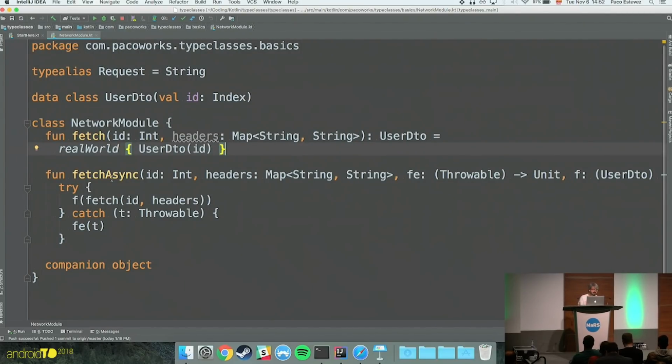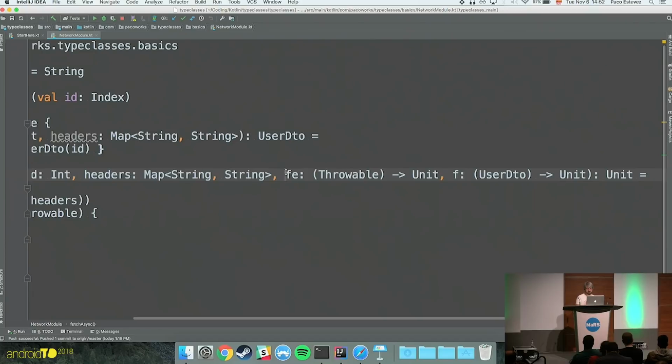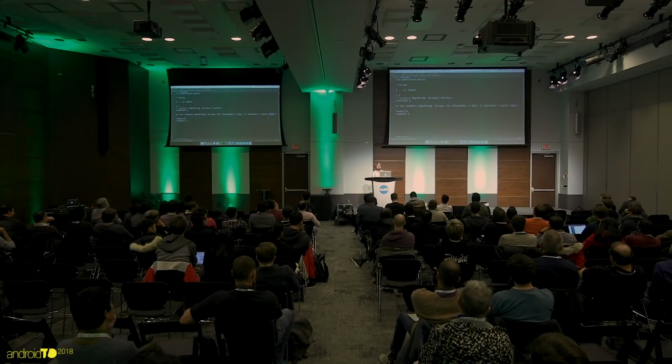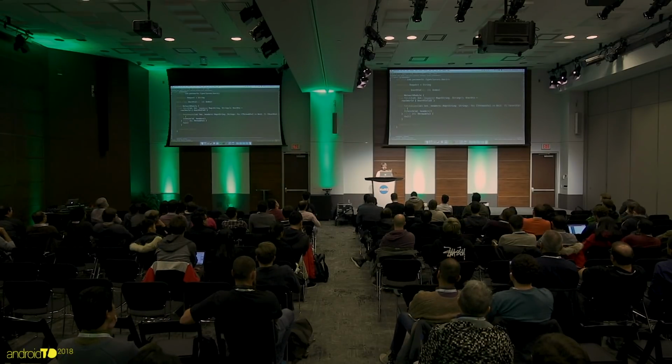The second function is called FetchAsync. FetchAsync does exactly the same, but it takes two callbacks. One of them is what happens in the error case, and the other is what happens in the success case. And it returns immediately. So this means that we're going to call those callbacks whenever the information is available. We have something that is synchronous. We have something that is asynchronous.